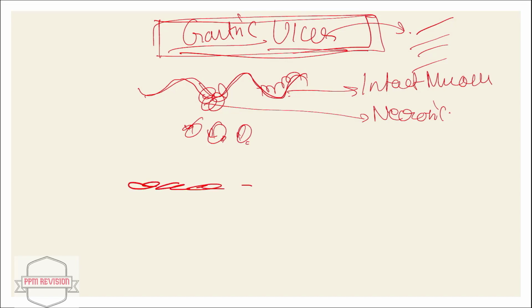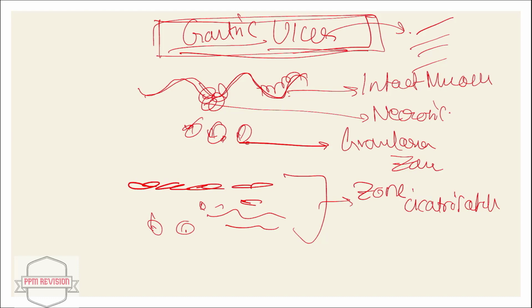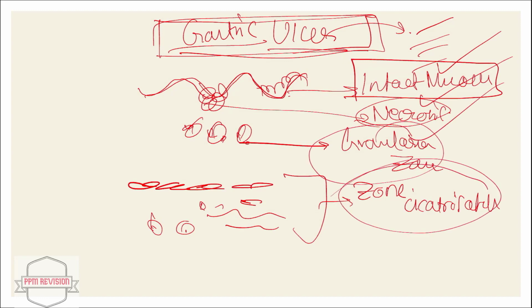There are two zones, that is the granulation zone as well as the zone of cicatrization, right? So this is known as the zone of cicatrization, and this is known as the granulation zone. Fine. Now just recapping the structures we just drew: it has an intact mucosa, there's presence of the necrosis, there's presence of the granulation zone, and there is also the zone of cicatrization.